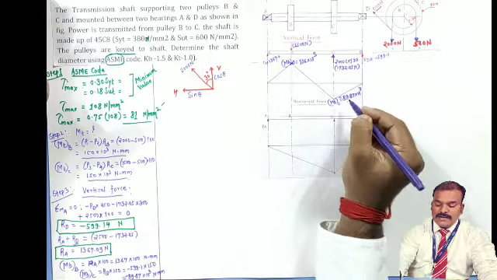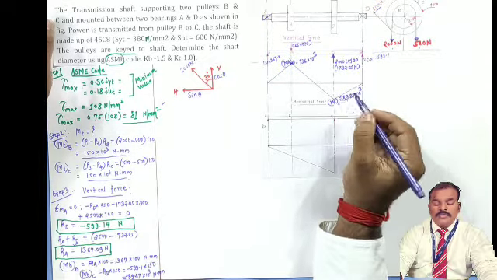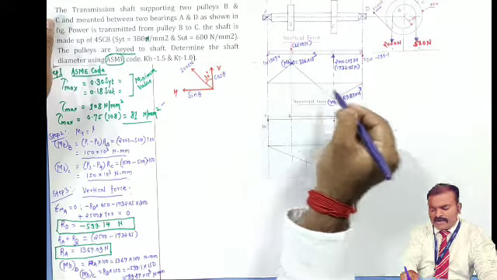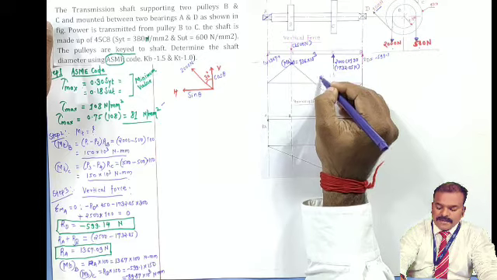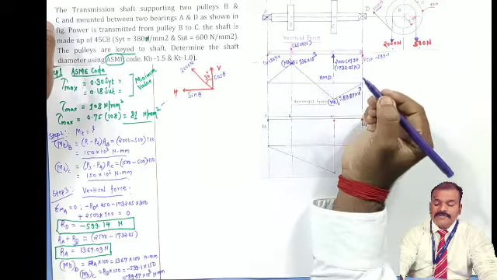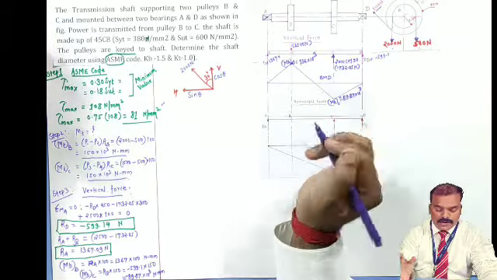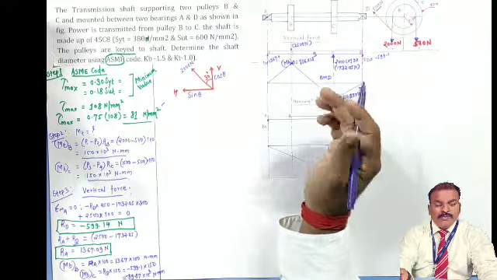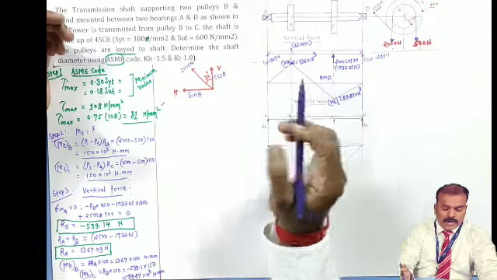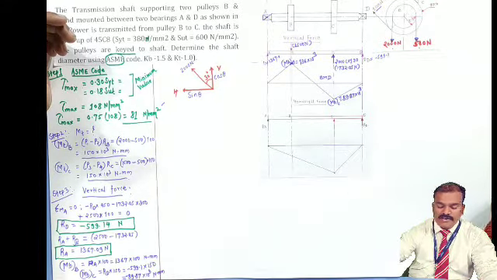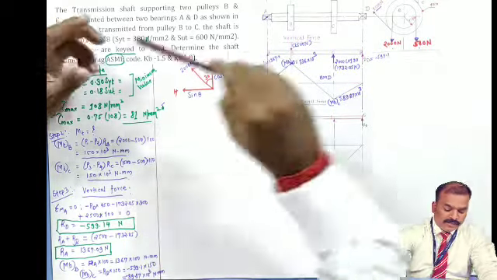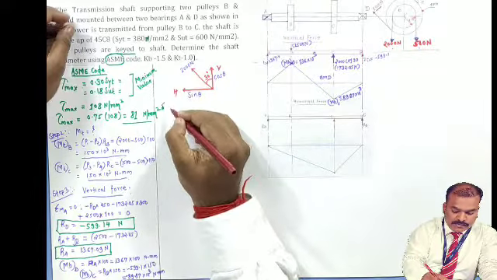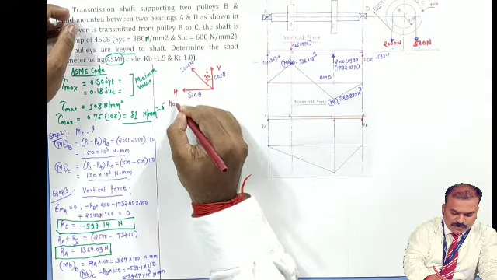So it is below the center line. Likewise the bending moment will occur. Just put the marks on the graph and join them. This will give you the bending moment diagram, BMD. This is for the vertical plane we have seen. So this will be the bending moment that occurs for the vertical plane. Now we'll move toward the horizontal plane.